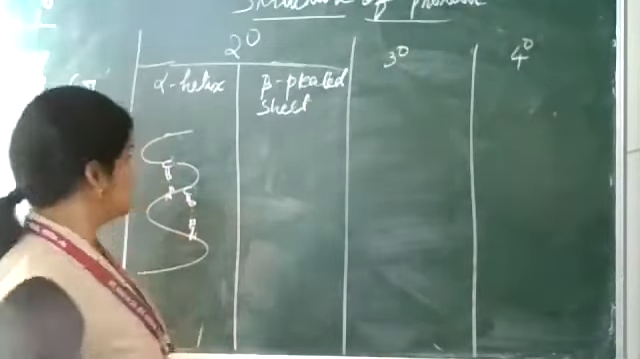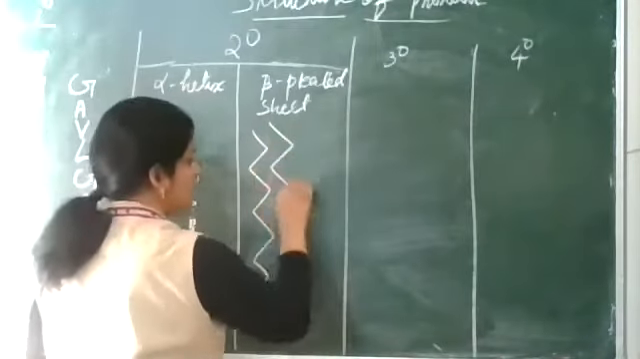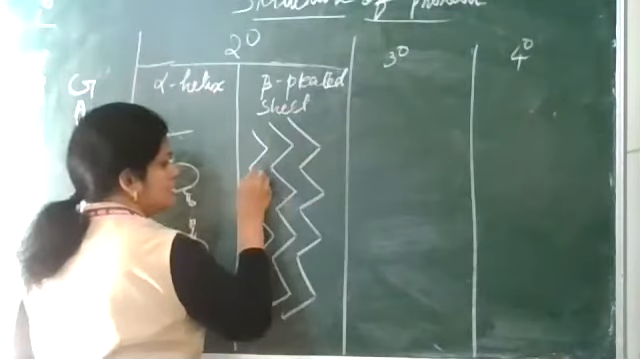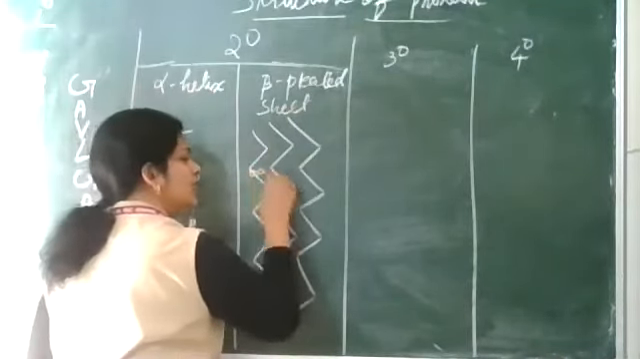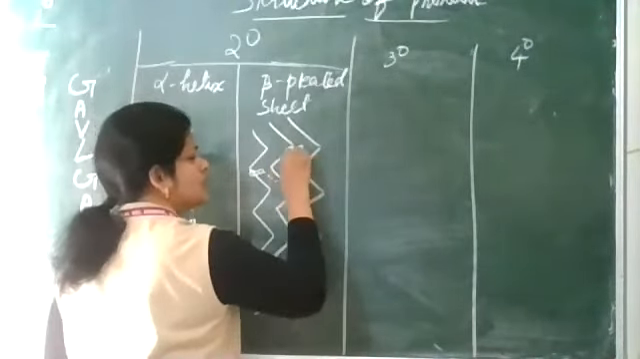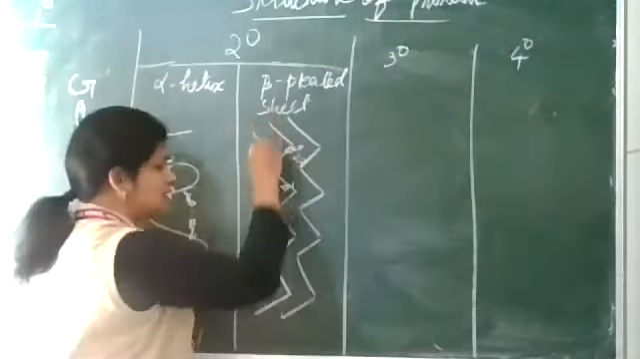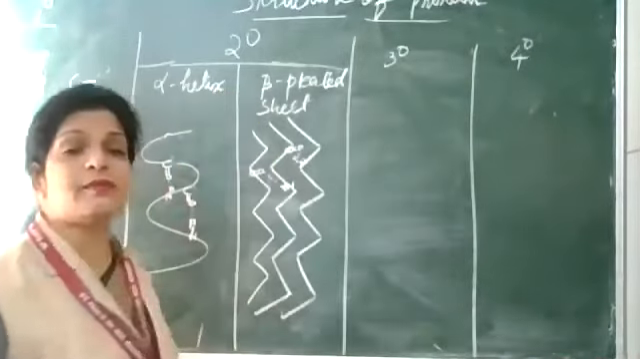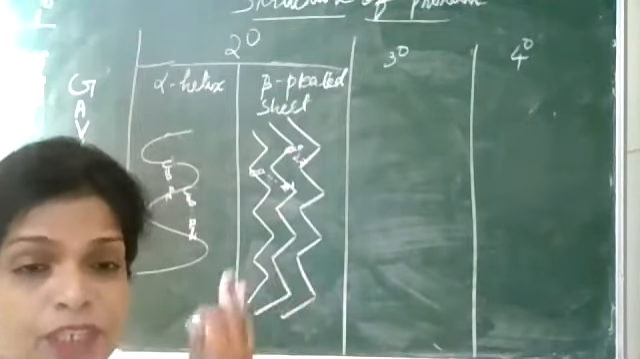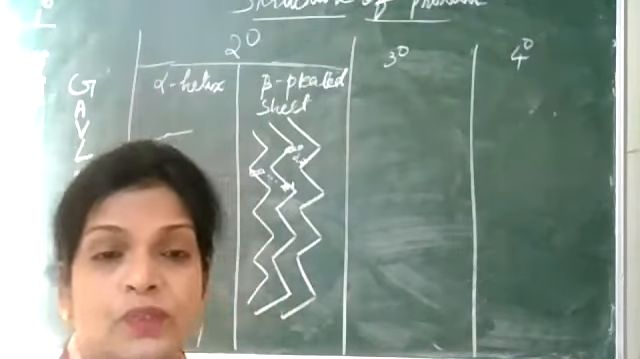Now, beta-pleated sheet structure. Polypeptide chains are pulled to maximum extension and laid side by side so that the CO of one makes a hydrogen bond with the H of NH of the next layer. So they are tightly packed.